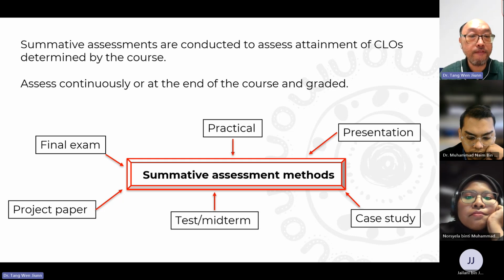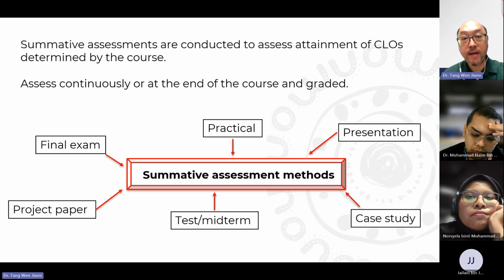Summative, as the name suggests, sum is total. So it's basically to assess the attainment of the CLO, the course learning outcome, instead of the lesson learning. The earlier one, formative, is specifically the lesson learning outcome, LLO. But summative is for the bigger learning outcome, which is the CLO. So it can be continuous or final exam, and most of these are graded.